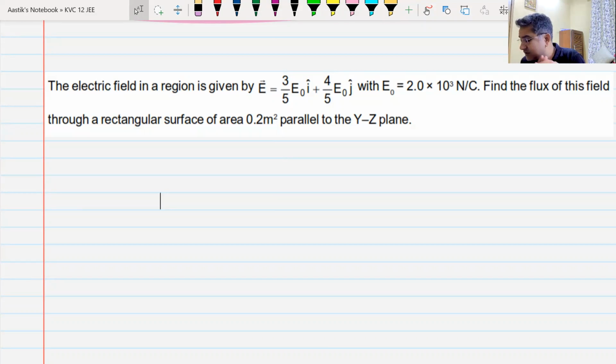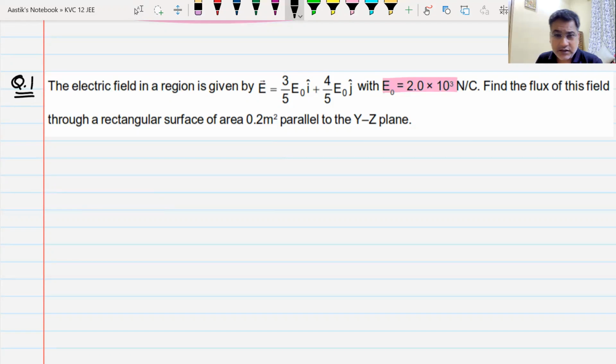The electric field in a region is given by this one. This is, remember, a constant electric field. You don't need to tell me the exact value because it will just require calculation. I just want to know how you're going to get the answer. The electric field is given by this vector, and you have a rectangular surface of area 0.2 meters square parallel to the YZ plane. You have to tell me what is the flux passing through this.